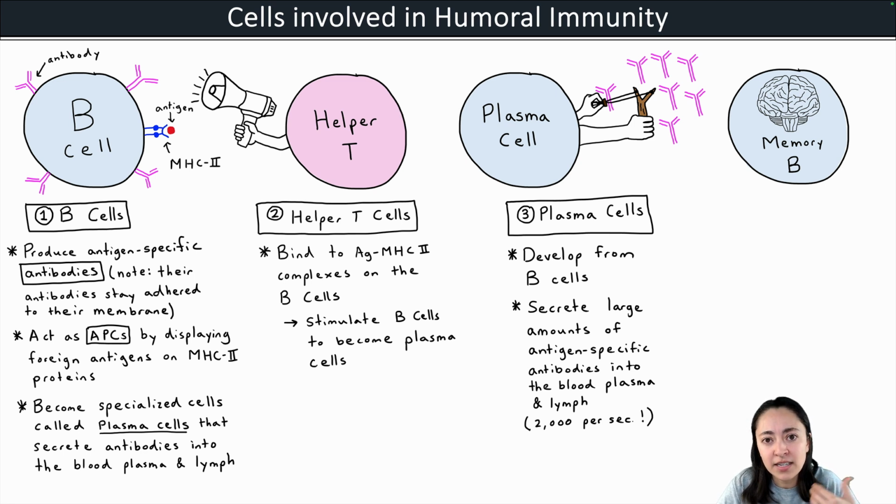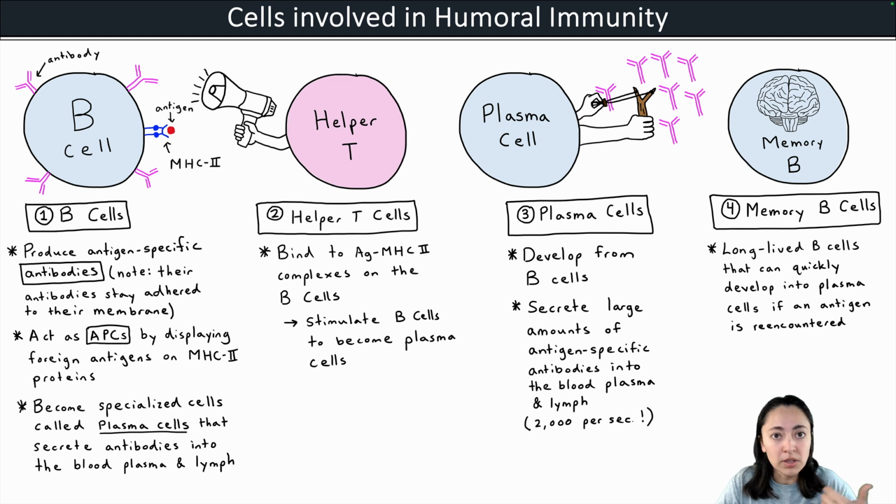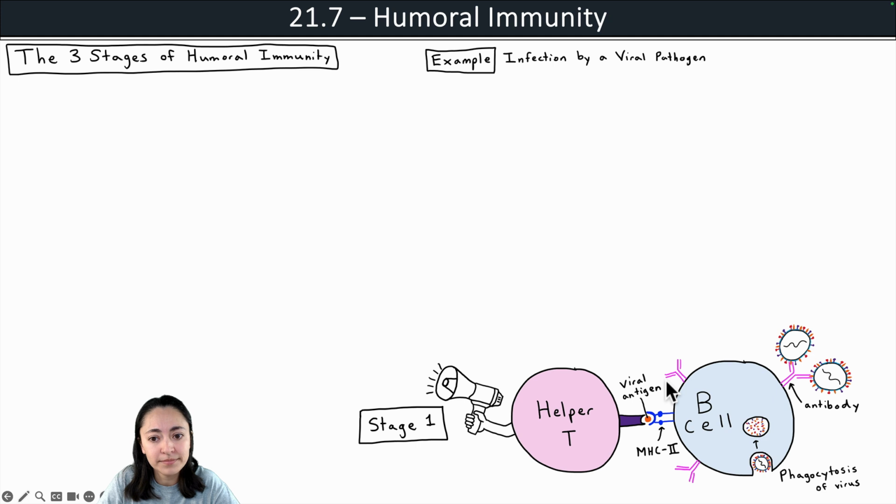After your body has destroyed a pathogen, what's going to be left in your body are these memory B cells. These are long-lived B cells that can live in your body for decades. And then the benefit of having these memory B cells is that they can quickly develop into plasma cells if an antigen is re-encountered in the future.